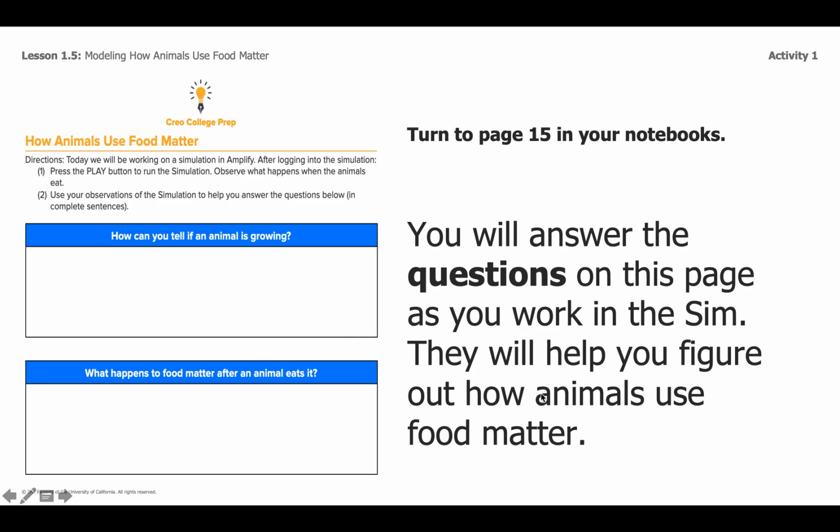So the next page should read how animals use food matter. We're answering the next two questions. How can you tell if an animal is growing based off of what we've seen in the simulation? And then what happens to the food matter after an animal eats it? We actually might even know this question just by observing the little bit that we did when I did the simulation with you just now.